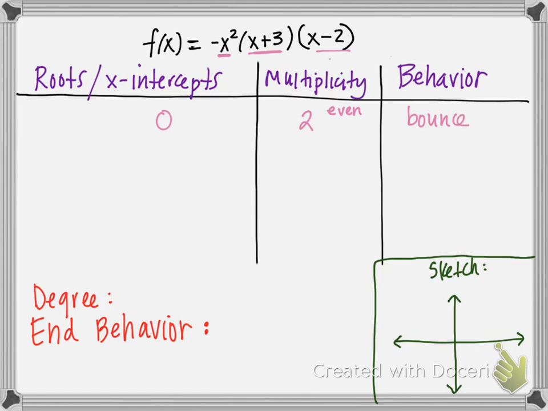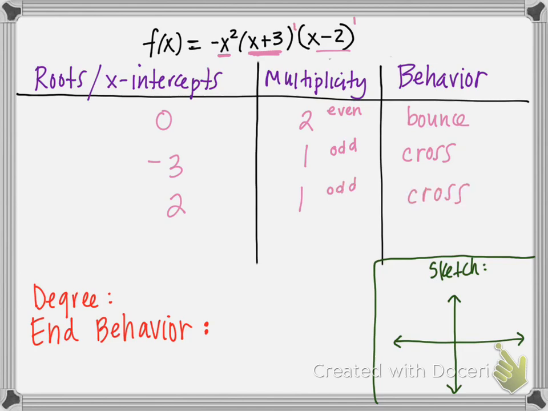The next factor here, x plus 3, if I flip that sign, I would get negative 3. Because it's to the first power, the multiplicity would be 1. And because 1 is odd, it's going to cross the x-axis. Our last factor, x minus 2, which is to the first power, if you flip this, you get positive 2. The multiplicity is 1 because it's to the first power, and that's odd again, so it's going to cross the x-axis.